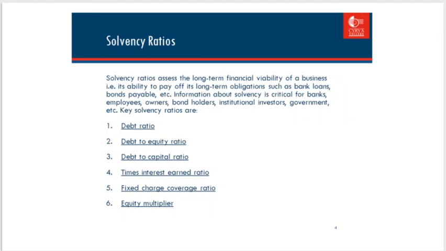Solvency ratios. Solvency ratios assess the long-term financial viability of a business, i.e. its ability to pay off its long-term obligations such as bank loans, bonds payable, etc. Information about solvency is critical for banks, employees, owners, bondholders, institutional investors, government, etc. Key solvency ratios are: first, debt ratio; second, debt to equity ratio; third, debt to capital ratio; fourth, times interest earned ratio; fifth, fixed charge coverage ratio; sixth, equity multiplier.